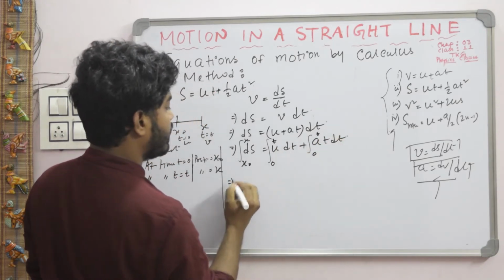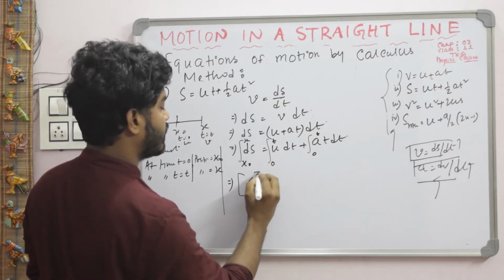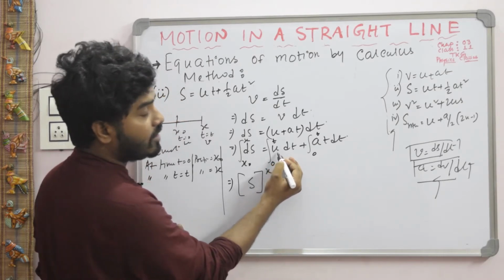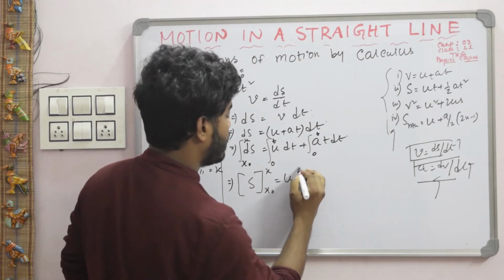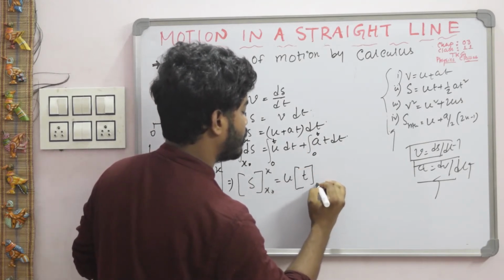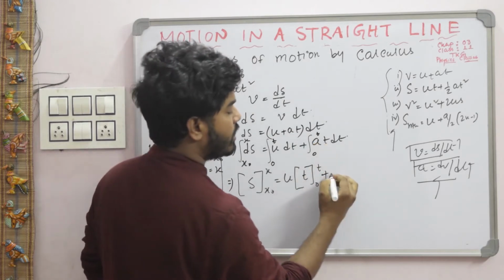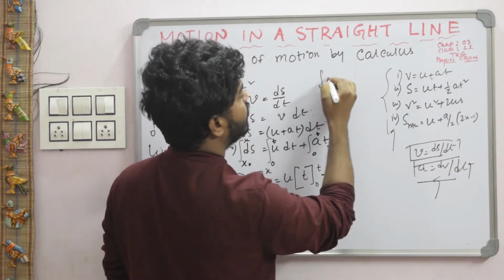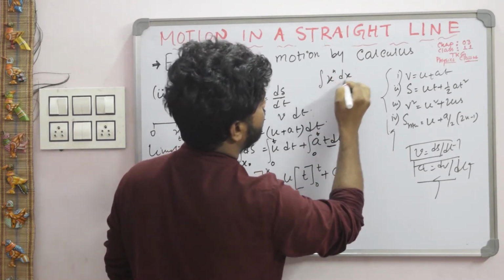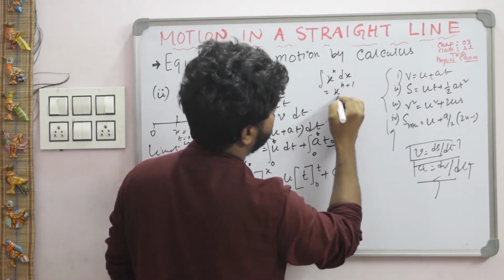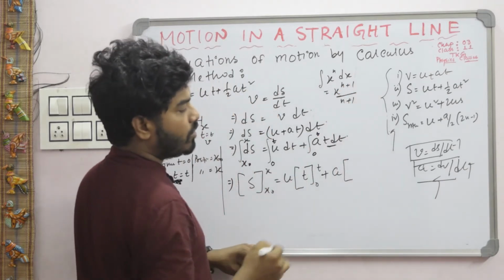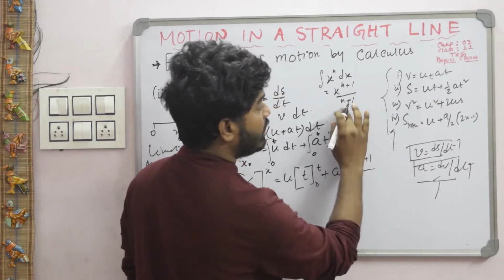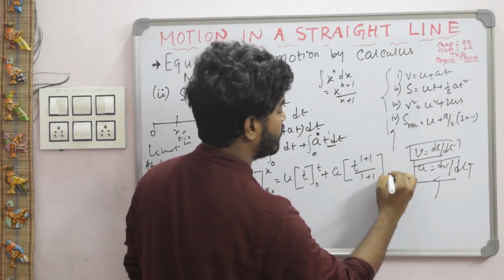Now integrate. Integration of ds, that is s, x naught to x. Here u, that is initial velocity, and this initial velocity is constant, so u is outside, integration of dt, that is t, 0 to t, plus here a is constant, uniform acceleration, and t into dt. You know the formula, x to the power n into dx, this integration formula is x to the power n plus 1 divided by n plus 1. So here t to the power 1 will be t to the power 1 plus 1 divided by 1 plus 1, and there is limit 0 to t.